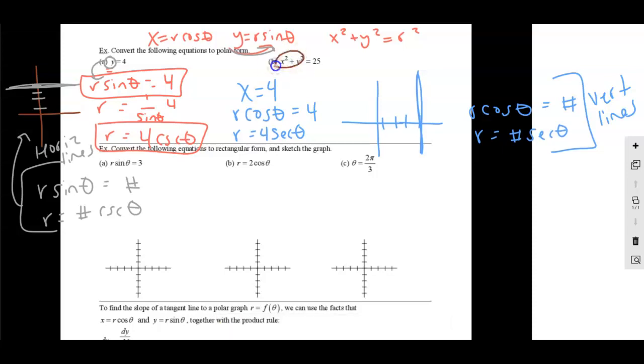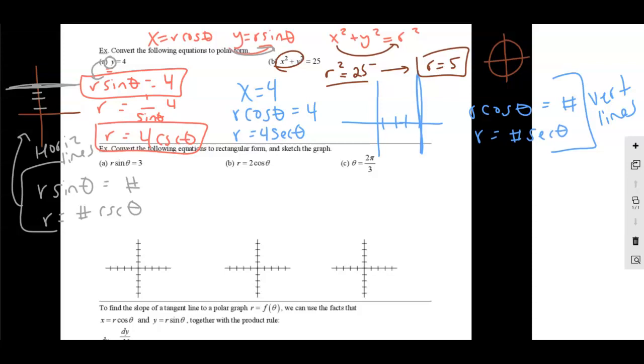And then here, this last one, x squared plus y squared. This one changes pretty easily. It's just r squared equals 25, which means r equals 5. And we should know what that is. That's a circle with a radius of 5. It's a circle centered at the pole with a radius of 5. So x squared plus y squared is r squared, and then you could square root it, r equals 5. You could leave it like this, but r equals 5 is just so much nicer.